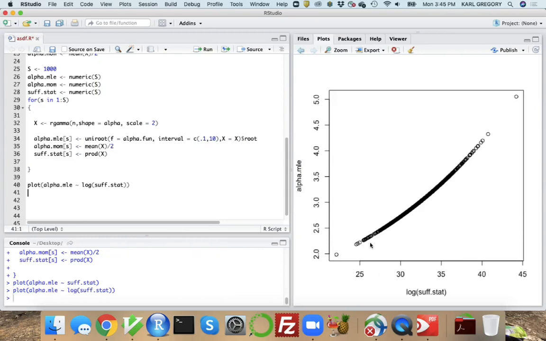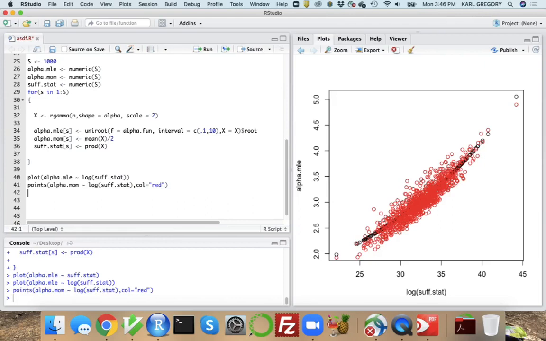Okay, now we get this. So we see that there's some kind of function going on here. If I know the value of the sufficient statistic, I get the value of the maximum likelihood estimator according to this function. What I can also add to this plot is the maximum likelihood estimators versus the value of the sufficient statistic. And maybe we'll give these ones a different color, like red. And we get this.